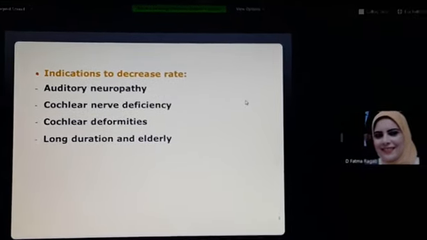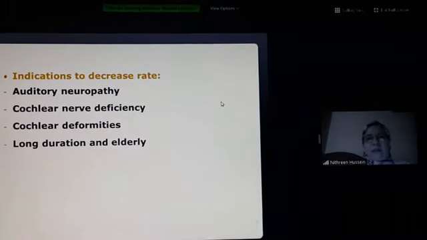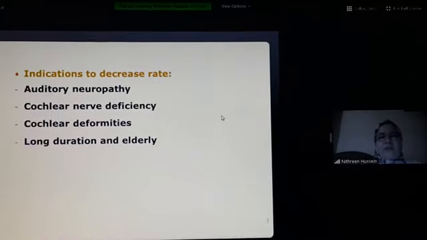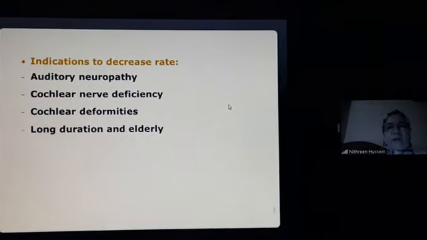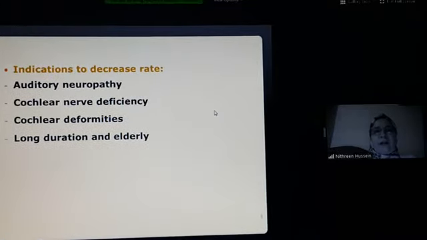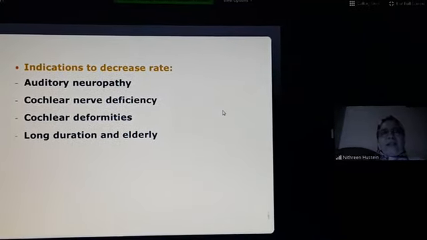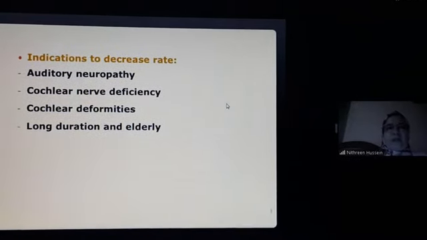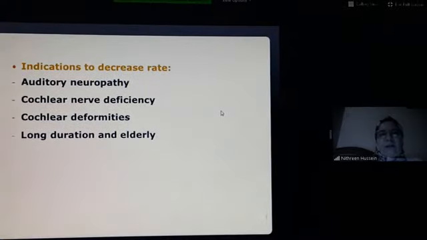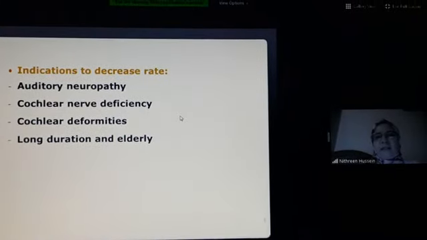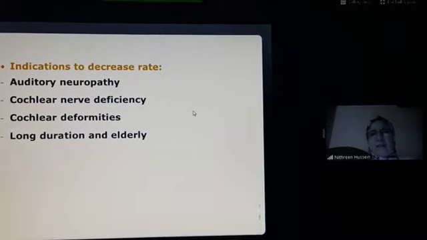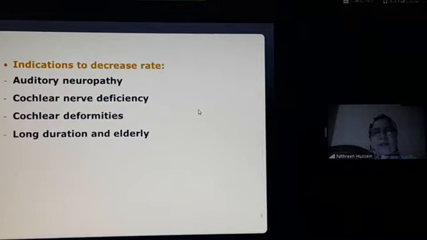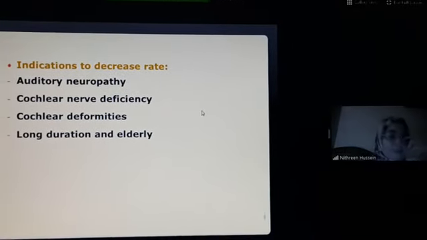Okay, indications to decrease the pulse rate. For example, in patients of auditory neuropathy, cochlear nerve deficiency, or old patients, because the nerve is usually slow or may have fatigue. To avoid this fatigue, we can decrease the rate of stimulation. But I do not use it regularly. I have many auditory neuropathy patients, and I use decreasing the rate in only a few of them. So it's not commonly used, but in case we need to decrease the rate, we can try to decrease it and check the performance of the patient.